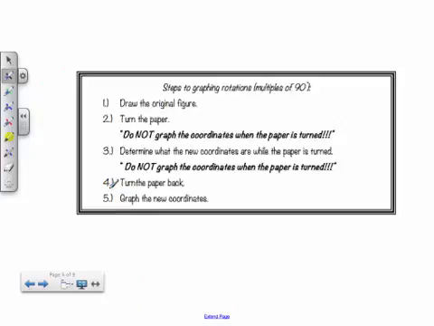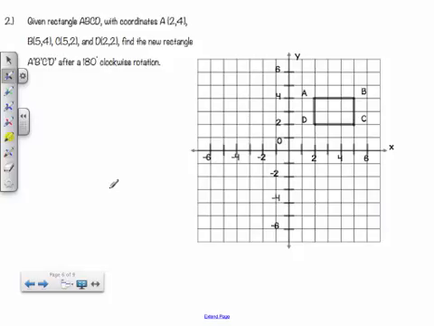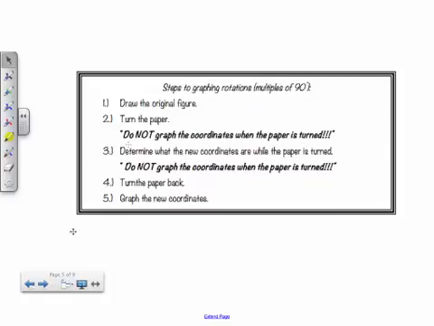So if you can take a look at question number 2. Number 2 is the exact same question. Graph rectangle ABCD with the coordinates that we graphed out. Find the new rectangle after 180 degree clockwise rotation. So this time it's the same thing, except I'm not going to rotate it 90 degrees, I'm going to rotate it 180 degrees. Step 1, draw the original figure. Check, it's already drawn for you, okay?